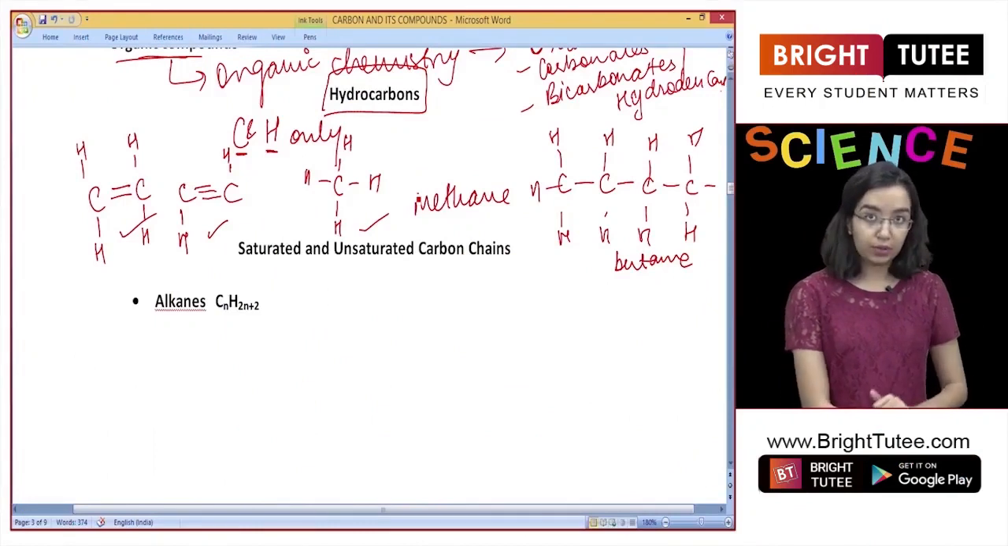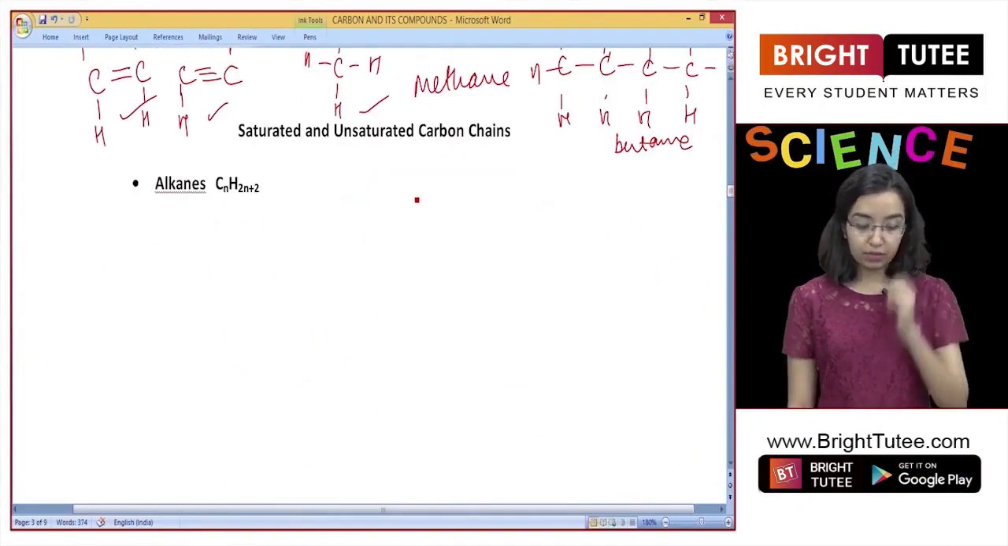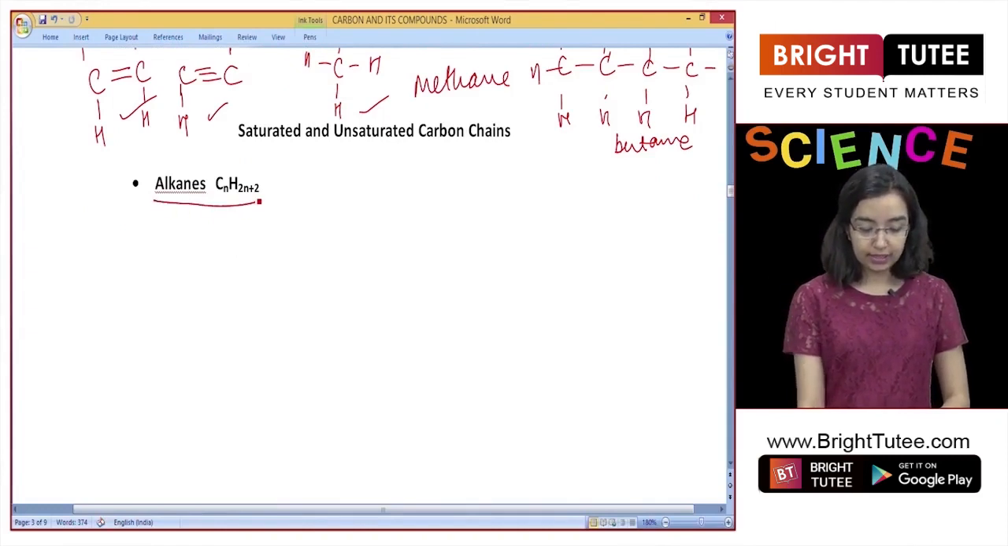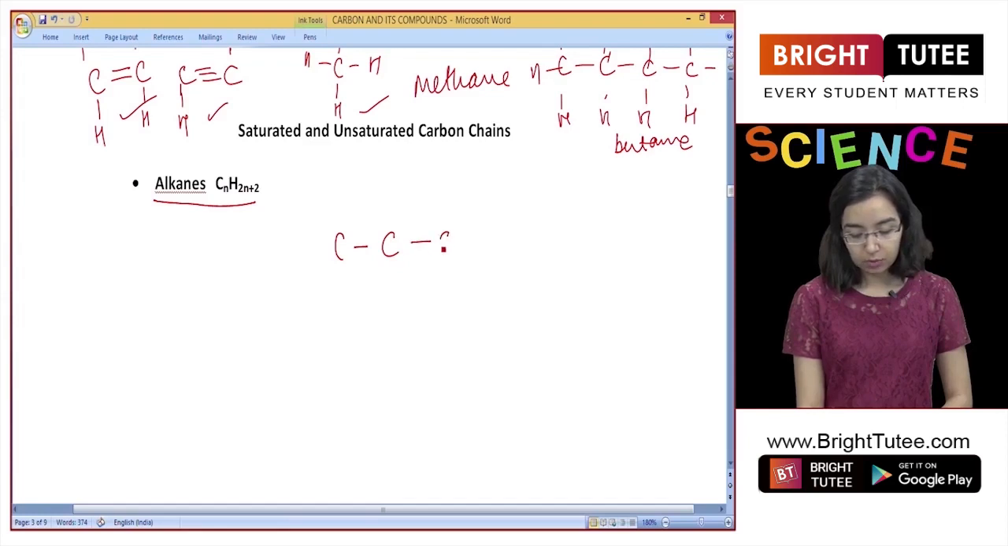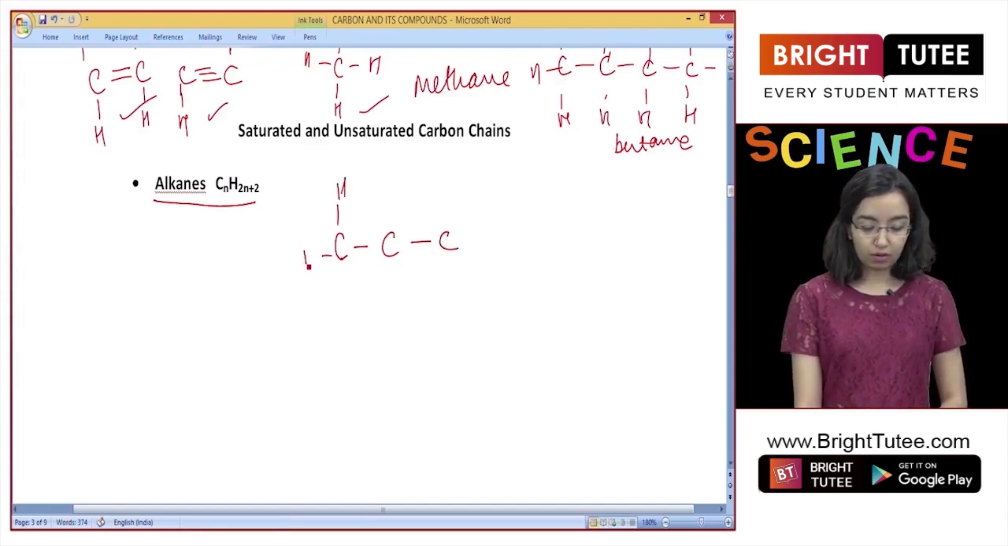Now let's move on to the types of hydrocarbons. There are three types of hydrocarbons. The first one is called alkanes. Alkanes are hydrocarbons in which carbon bonds with itself with a single bond only. So this type of hydrocarbon is called alkanes.